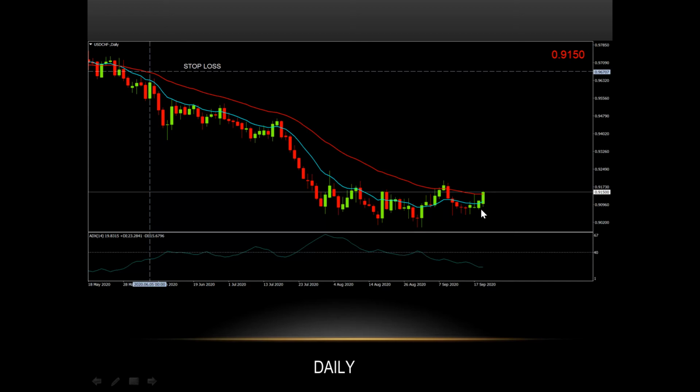Now each one of these candles is a day, so this is several weeks that this downtrend has gone on. This is the US dollar Swiss franc. It had been trending down for quite a long time. In fact, over in this area here, these are 5-year lows. It has never been this low in the last 5 years. So this was a great run down with the US dollar Swiss franc.